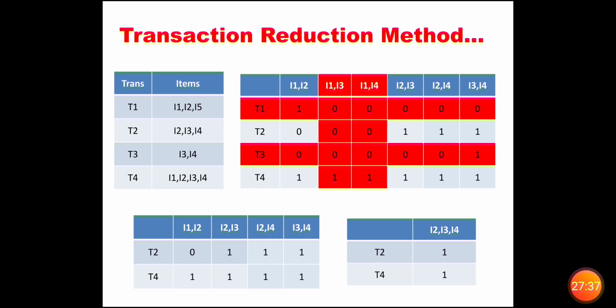And if you see the item set, I1 I3 is 1, the sum is 1, and I1 I4 sum is also 1. If you compare these with the minimum support, it is less, so these two items will also be removed. And finally we'll get the third table, left side down. Here we have finally only T2 and T4, and the item sets are I1 I2, I2 I3, I2 I4 and I3 I4. So this is the finalized one.